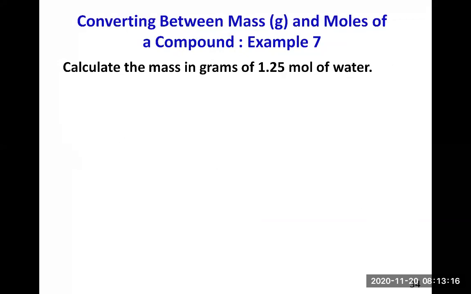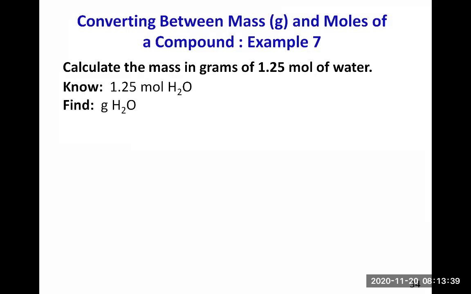The molar mass allows us to change between a mass and number of moles of a compound or vice versa, and we'll see that in this example. The question is to calculate the mass in grams of 1.25 moles of water. So we have 1.25 moles of water, that's the given amount. We want to find the mass in grams of water. We have the number of moles, we want the grams, so we know we will need the molar mass, because the molar mass relates the grams to the moles. So we need to calculate the molar mass of water.